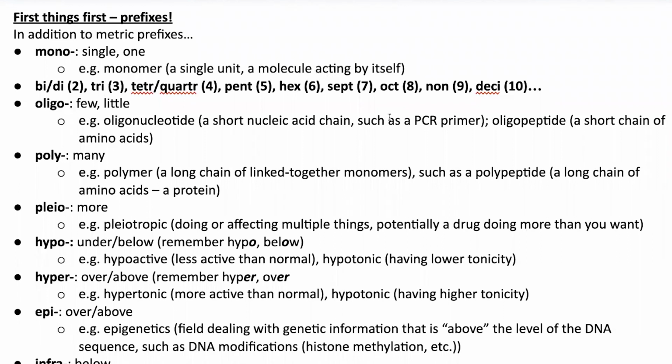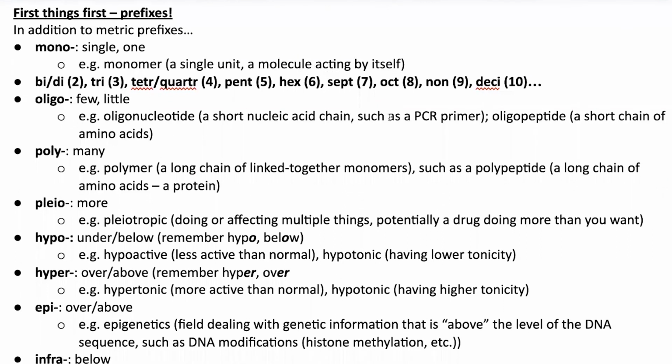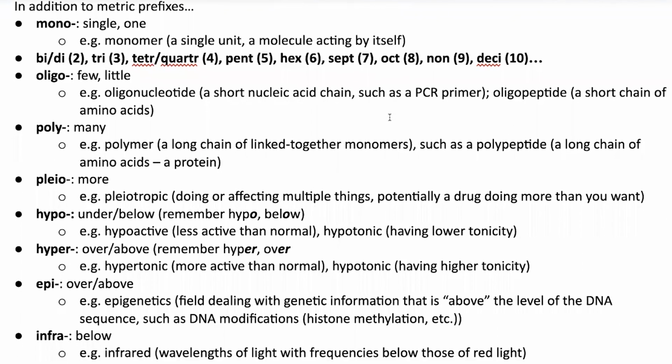Now, if you get a lot, now we're talking many. We're talking polys. Poly means many. And so a polymer is going to be a long chain of linked together monomers, such as a polypeptide, which is a long chain of amino acids, which we refer to more commonly as a protein, especially when it folds up into its nice, pretty shape that can do cool things.